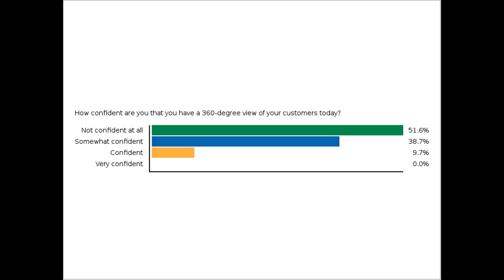And still, it's coming a little bit tighter between not confident at all and somewhat confident, but it seems like we're settled in at not confident at all.